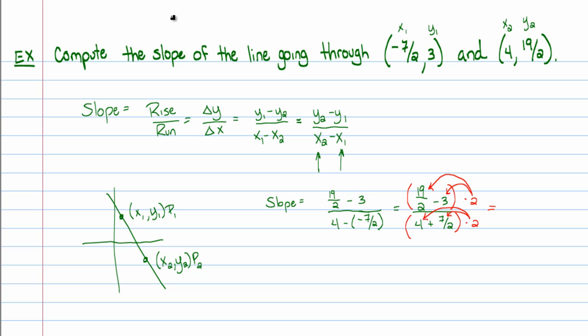So we get something like 2 times 19/2. Well, the 2's cancel, so that's just a plain old 19 minus, and then 2 times 3 is 6. 2 times 4 is 8 plus 2 times 7/2 is just 7 because the 2's cancel. And this is equal to, doing the little PEMDAS here, work upstairs first, so you get 13 up there and a 15 in the denominator. So the slope of the line going through these 2 points is 13/15.